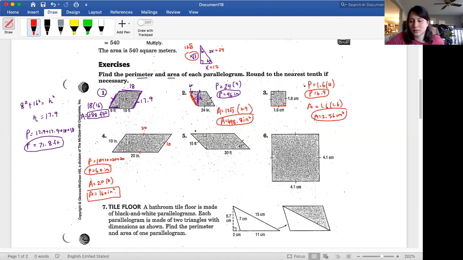Okay, number 5. Ooh, missing some stuff again. So we see that these opposite sides are the same, 15 and 15. Opposite sides here is 30 and 30. So I think I can do the perimeter. If you can do it first, just go for it. 15 plus 15 plus 30 plus 30. So I believe 30 plus 30 plus 15 plus 15, that's what, 90 feet. So the perimeter is 90 feet.